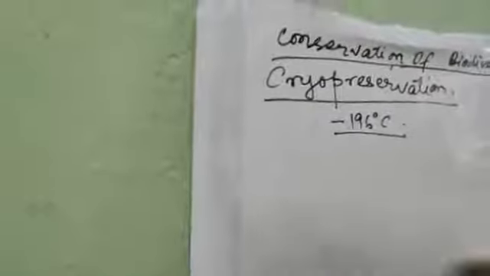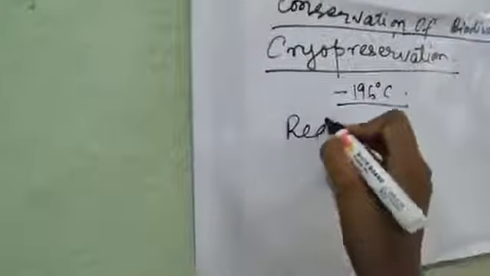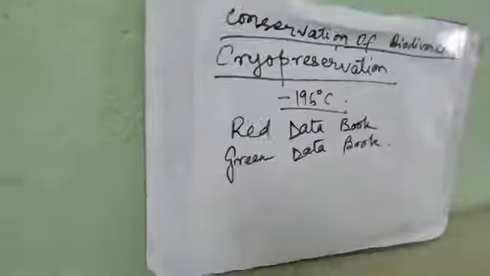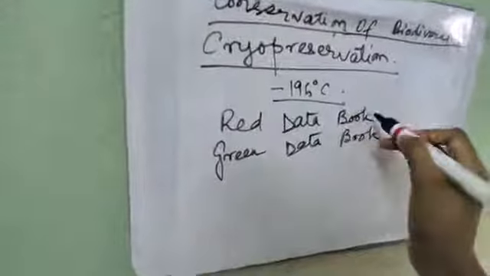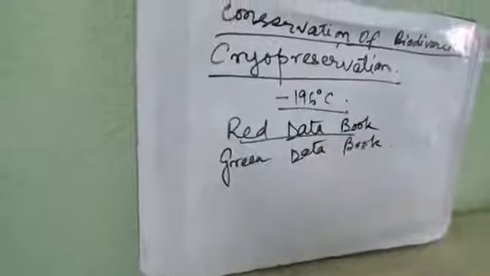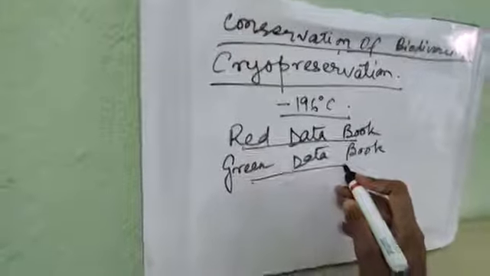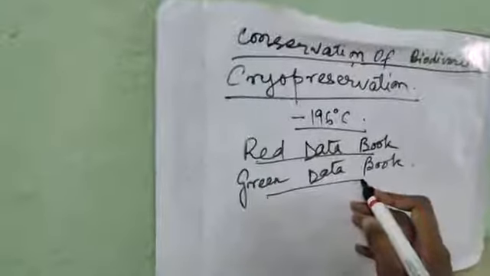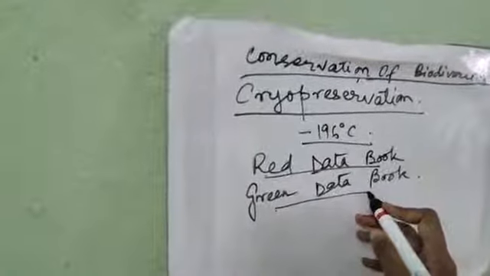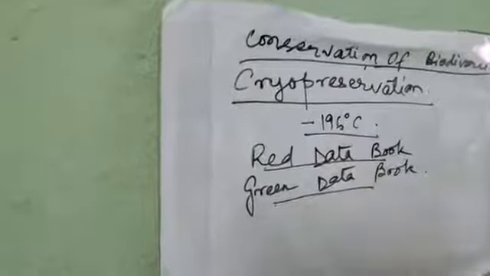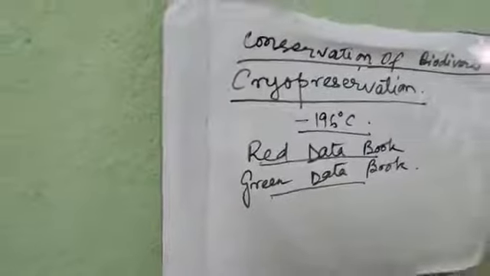Now the next is red data book and green data book. What is red data book? It contains the names of the endangered plants and animals. And what is green data book? It contains the names and uses of the useful plants and animals. So this is the red data book and green data book.